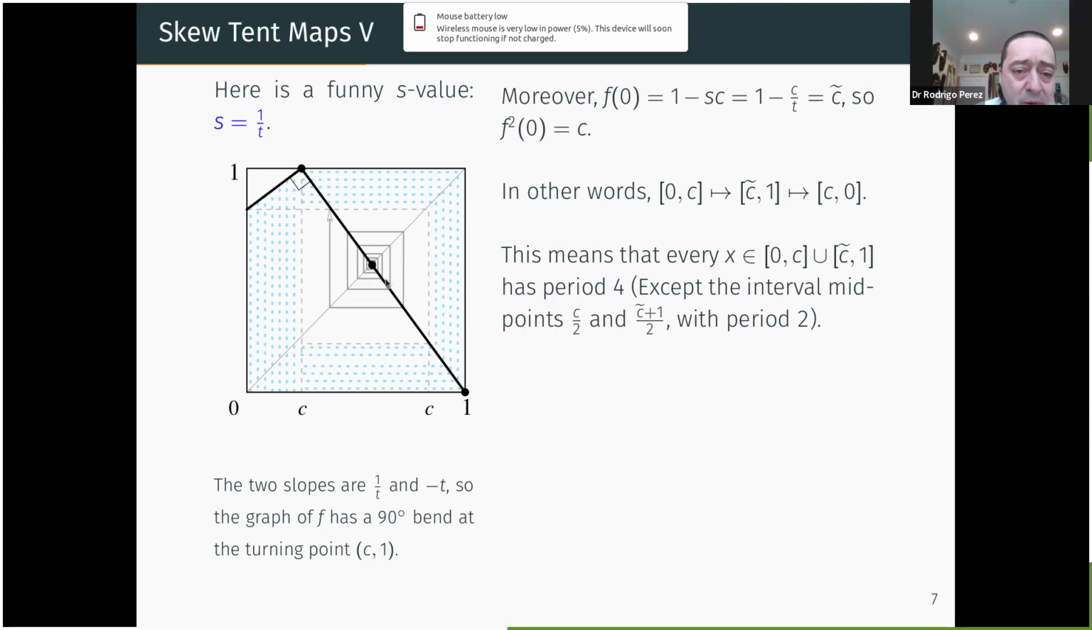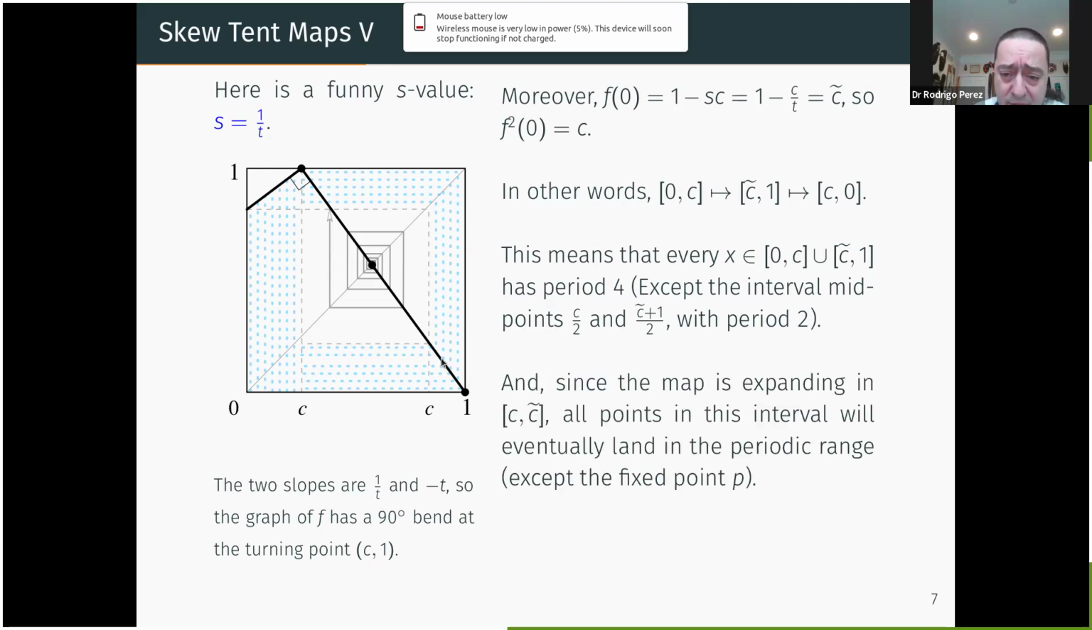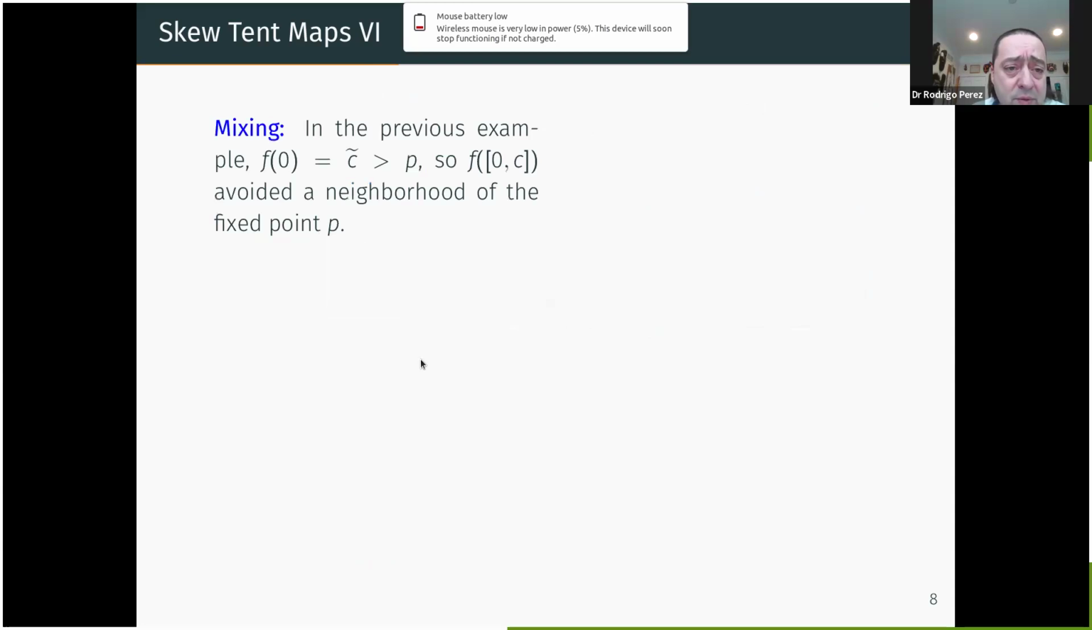And because this slope is always larger than 1, any point between C and C tilde will eventually spiral out and get into the game. So this map is very clearly not expanding, not mixing. What we're missing here is the fact that the image of 0 completely misses the fixed point, so that this interval lies on one side of the map. So I use this one just as an illustration. For the map to be mixing, we're going to require that the image of 0 is smaller than P.